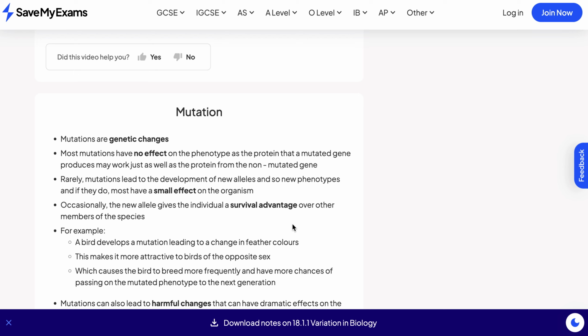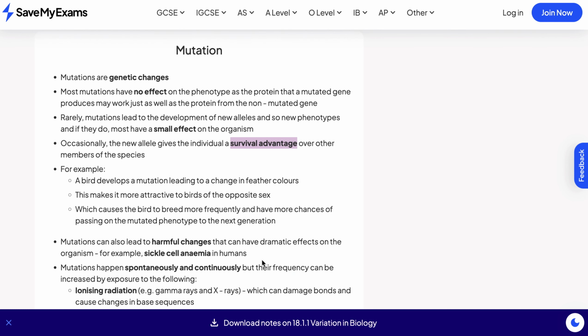Sometimes, rarely, mutation leads to the development of new alleles. In mutation, new alleles are formed, giving a new phenotype, and the effect on the organism may be very obvious. Now, we say the new allele may give the individual a survival advantage, because if you have a new allele, you have different characteristics that may be an advantage over other members of the species, because you are now different.